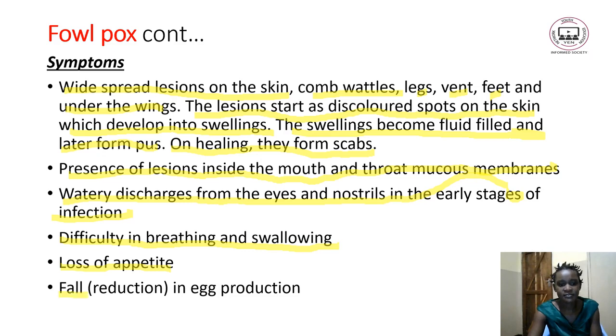And the last symptom, more especially in layers, is reduction in egg production. So another symptom of fowlpox in poultry is a reduction or fall in egg production. If at all per day the chicken was laying 2 or 3 eggs, it now reduces maybe to 1 or even 0 per day.